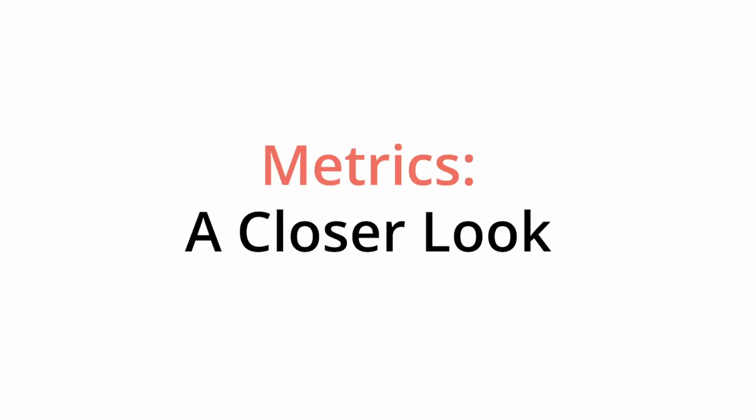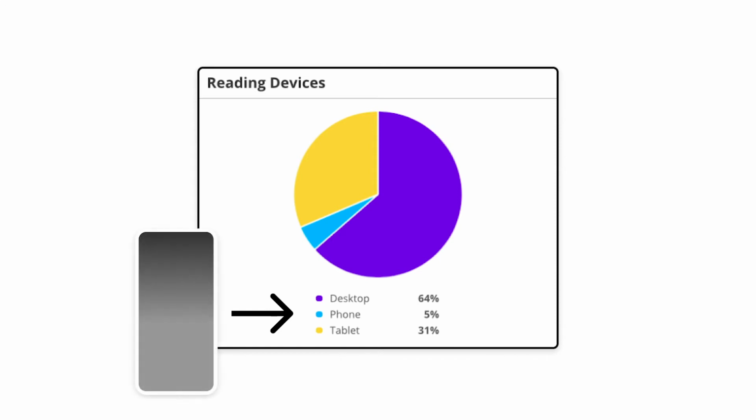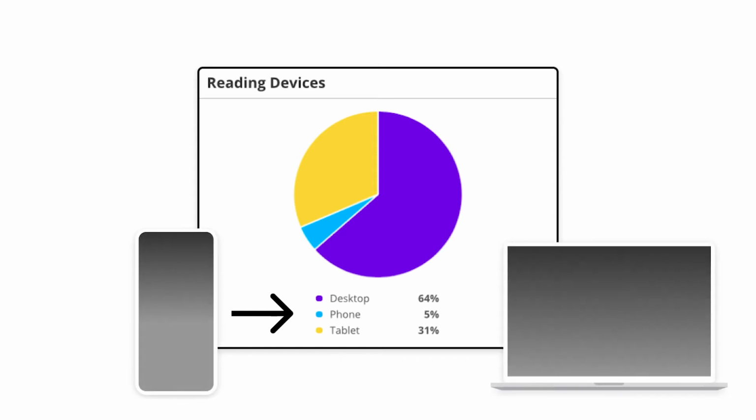Let's take a closer look at some metrics. The Reading Devices metric helps you understand the types of devices that are used to consume your content, allowing you to fine-tune your design work based on the platform your audience prefers. For example, based on this chart, you may want to focus less of your resources on designing for mobile and refocus your design on desktop, as the majority of your audience uses computers.